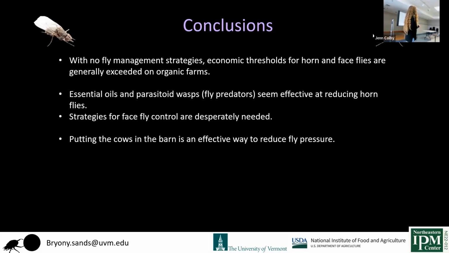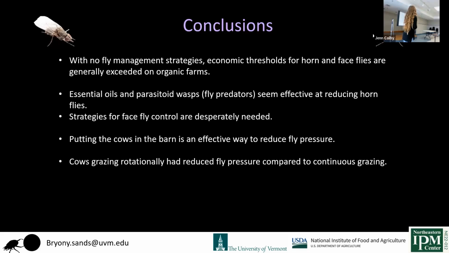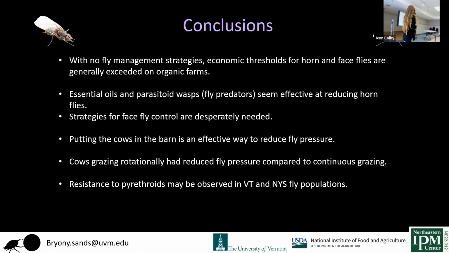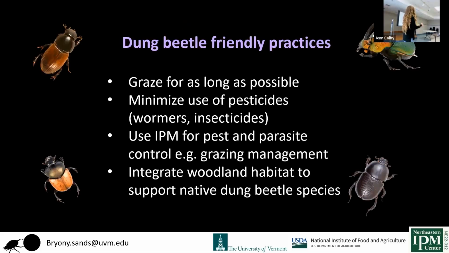Putting the cows in the barn was a very effective way to reduce fly pressure. Sometimes when we got to the farm, they had put them in the barn to give them a break from the flies, and that really does seem to work. So as a very quick strategy to give the cows a break, that does seem a winner. Rotational grazing seemed to reduce fly pressure compared to continuous grazing. And resistance to pyrethroids, so those common sprays and boron, might be observed in Vermont and New York State fly populations.